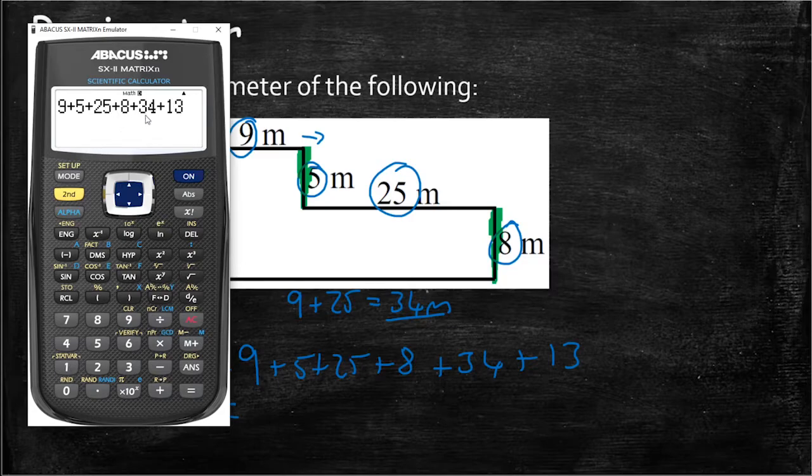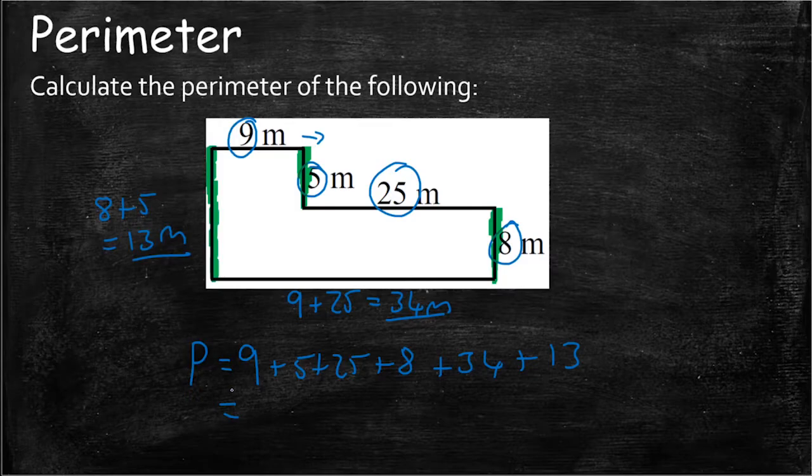1, 2, 3, 4, 5, 6. Yep, added up all the numbers and that gives me 94. So the perimeter of this shape is going to be 94 meters. We use meters because all of the lengths are in meters.